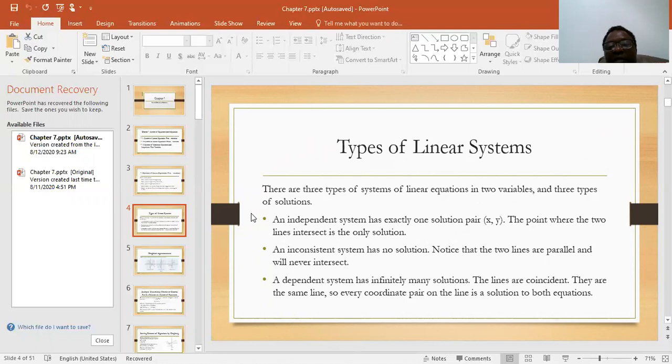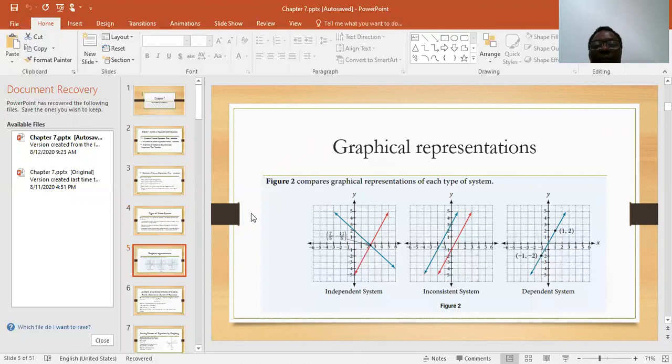We also have a dependent system that has infinitely many solutions. In this case, the lines coincide. They are the same line, so every coordinate pair on the line is a solution to both equations. The 3 figures below represent the 3 cases. On the first one, we have an independent system with exactly one solution. The second case, an inconsistent system with 2 parallel lines. And the last one is a dependent system in which both lines coincide.